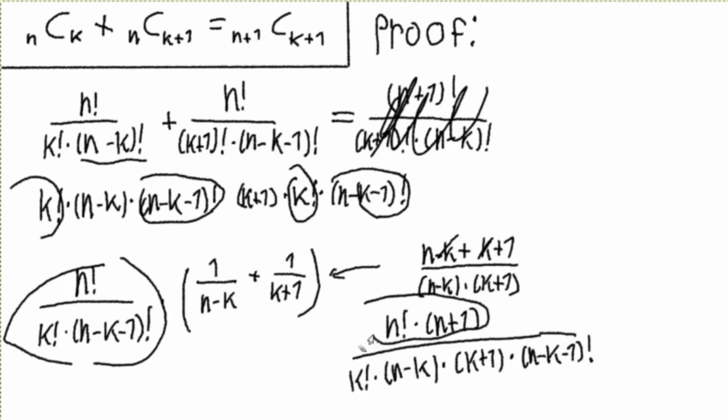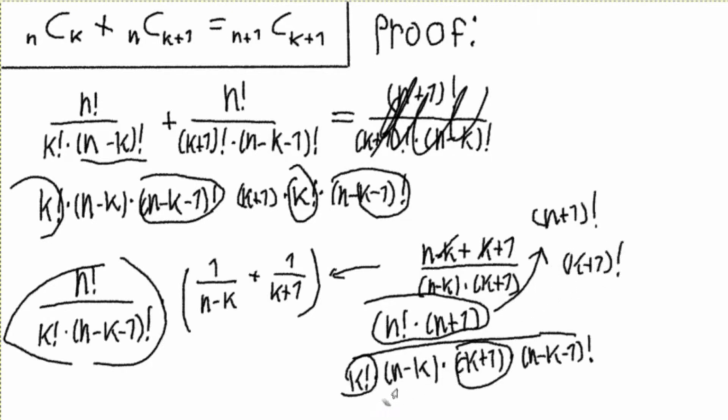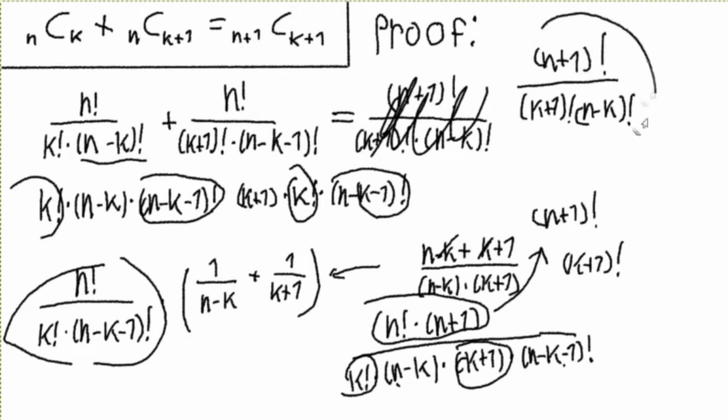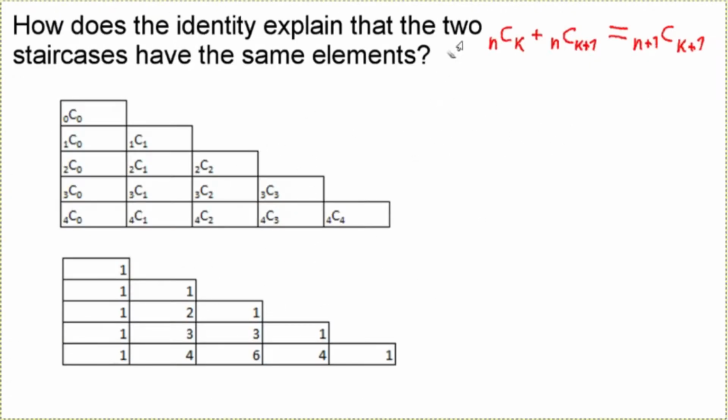This up here obviously simplifies to (n+1) factorial. This here and this here, same thing, that goes to (k+1) factorial, and this here also simplifies to (n-k) factorial. (k+1) factorial and (n+1) factorial. And this is what we wanted to prove. So, we have understood and proven this identity over here.